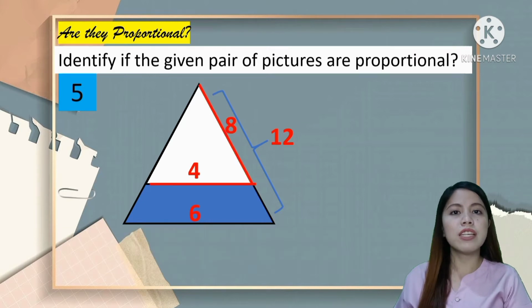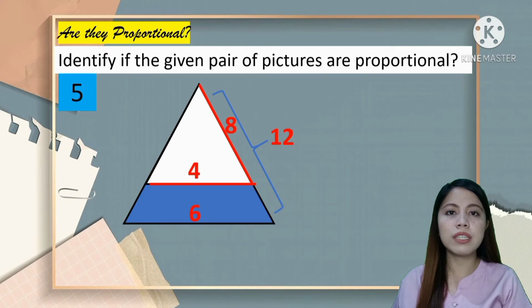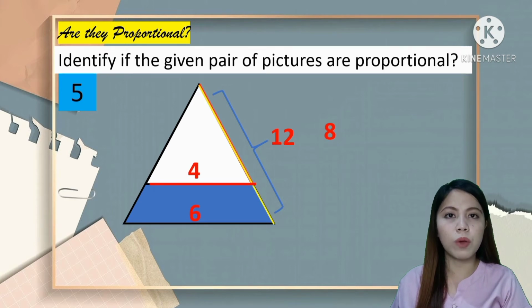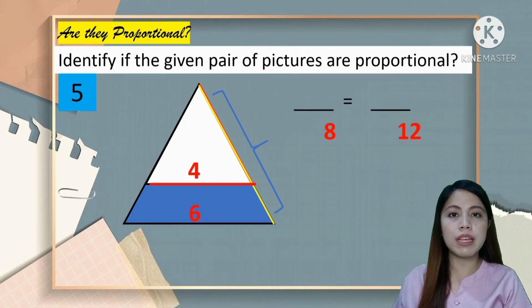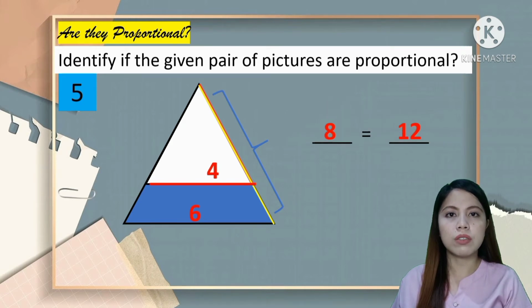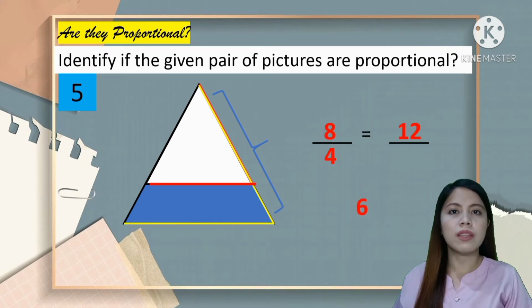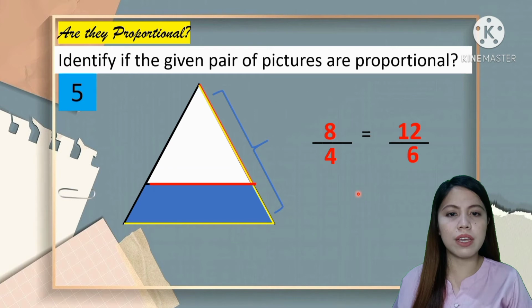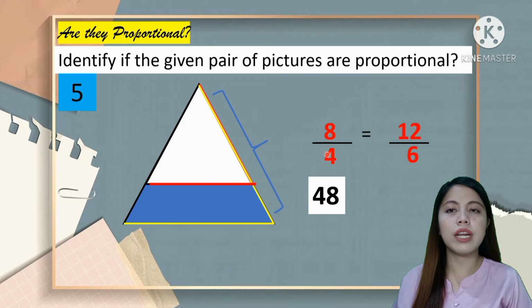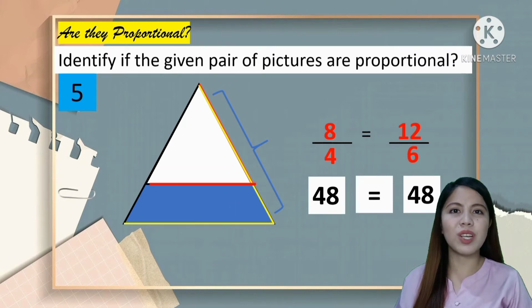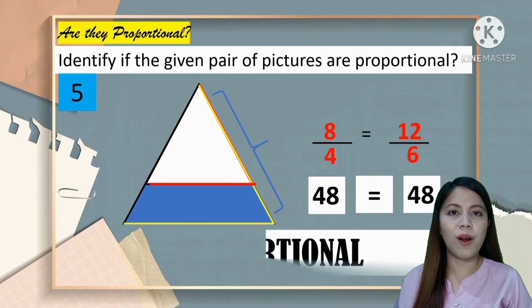Very good. As you can see in her solution, we have the first side of the white triangle, which is 8, and the side of the blue triangle, which measures 12. Next, we have the base of the white triangle, which is 4, and the base of the blue triangle, which measures 6. Now, let us check if they are proportional. Let us use cross multiplication method again. 8 times 6 is 48, and 12 times 4 is 48. Since 48 is equal to 48, the two triangles are proportional.